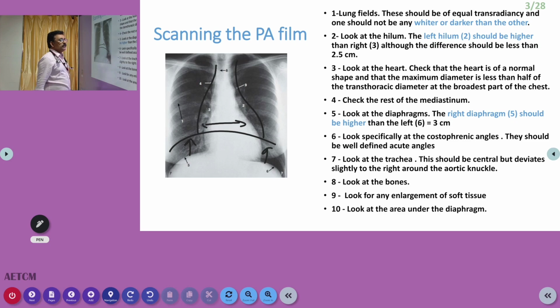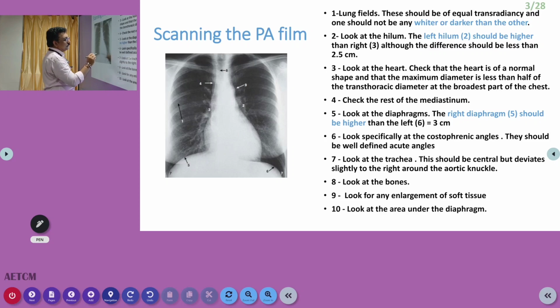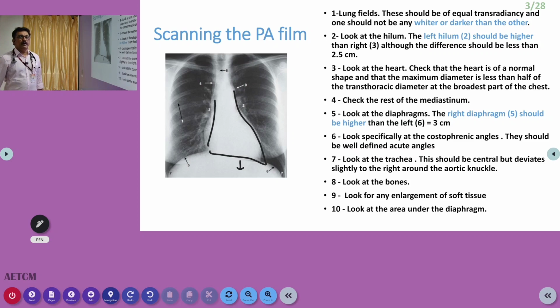So that doesn't mean that the patient is having cardiomegaly only because the diaphragm is going up and the heart is enlarged. The right diaphragm is always higher and the left diaphragm is lower. That is because the heart is sitting on the left diaphragm. That is very important. The heart is sitting on the left diaphragm.